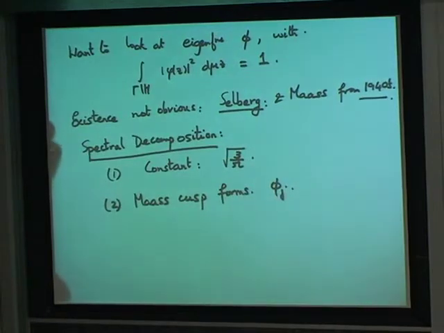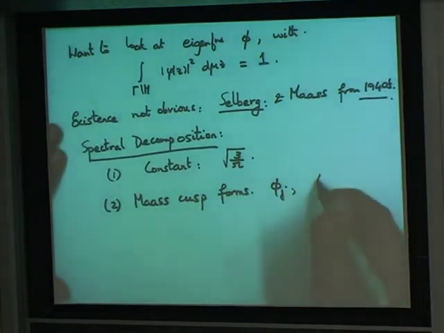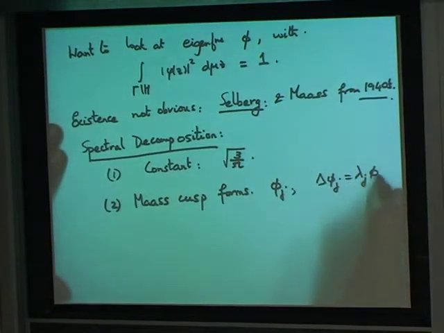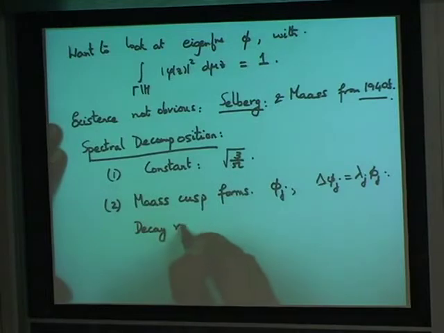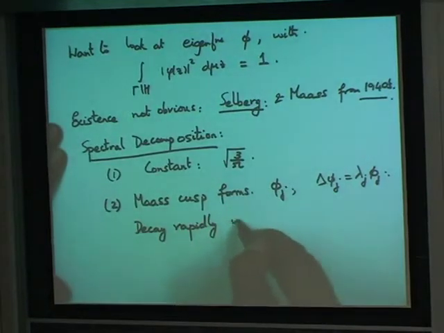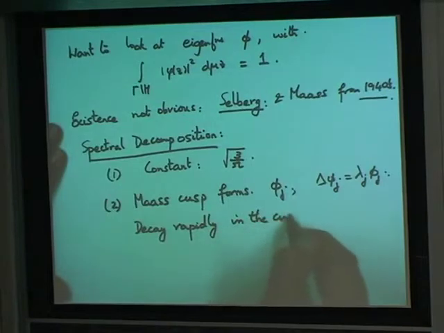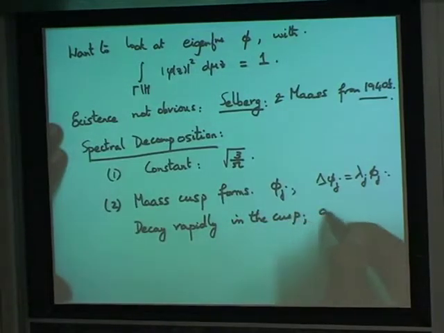So these are precisely eigenfunctions of the Laplacian with eigenvalue lambda j, and which decrease rapidly in the cusp. Which means, for example, that as y goes to infinity.